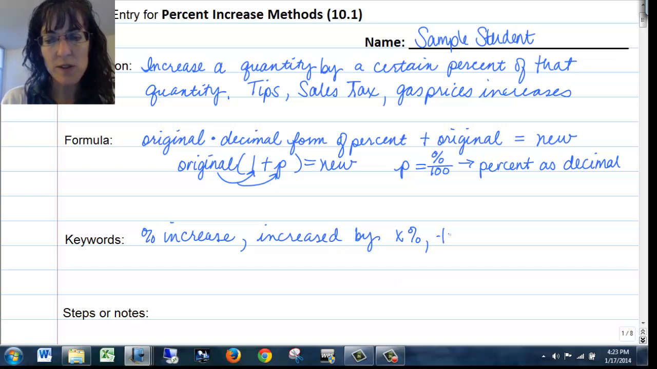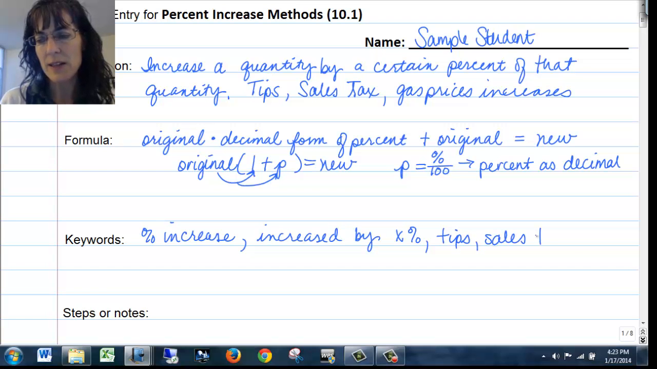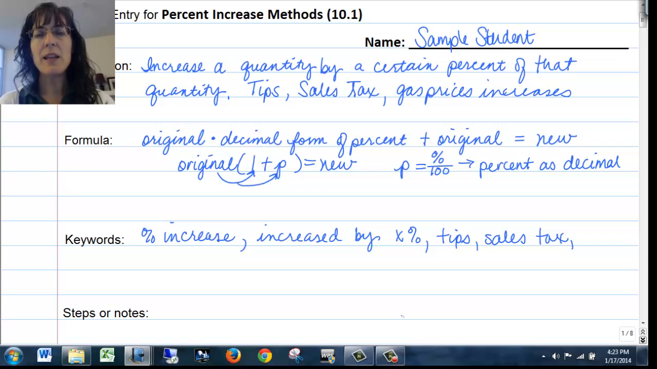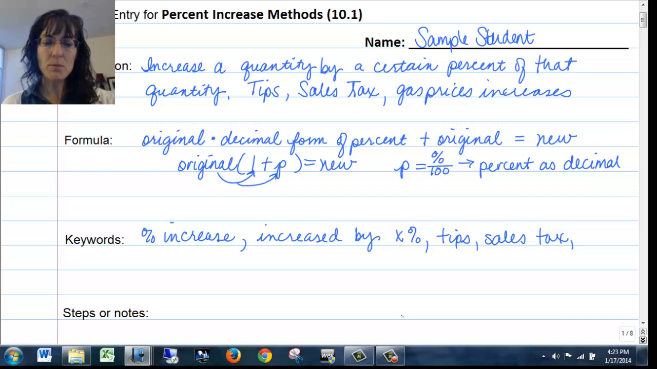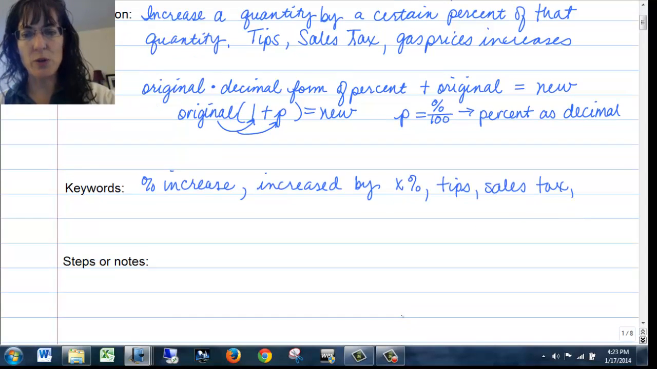You might also see tips, sales tax, anything like that where you're seeing some kind of increase that you add back onto, say, the price of the meal, or add back onto the purchase price of whatever you're purchasing. So those are some keywords. Those are really important to help you when you have more than one type of scenario, so you know which one you need to use.